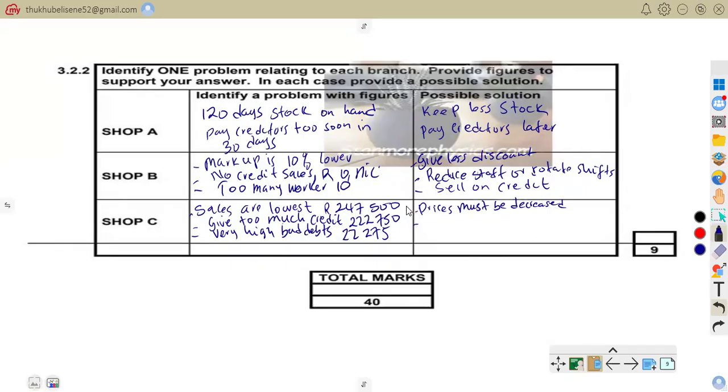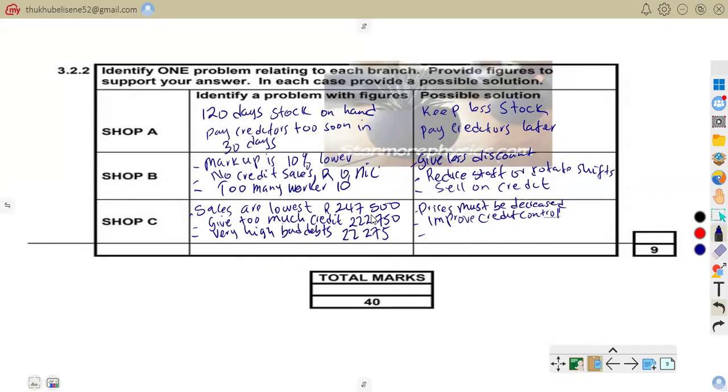Also, the solution that we can give is to improve credit control, because it gives too much credit. So you find your business without cash now, if all your money is held in customers, in debtors. So make sure that you control your credit.